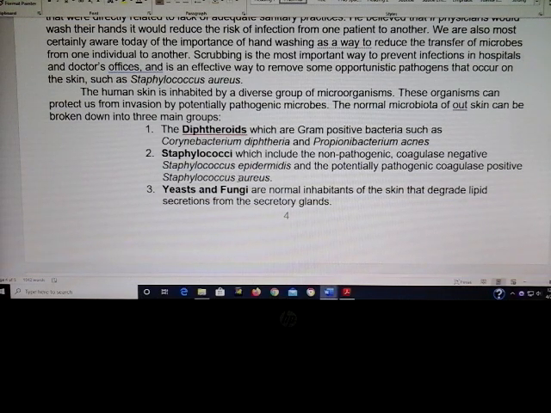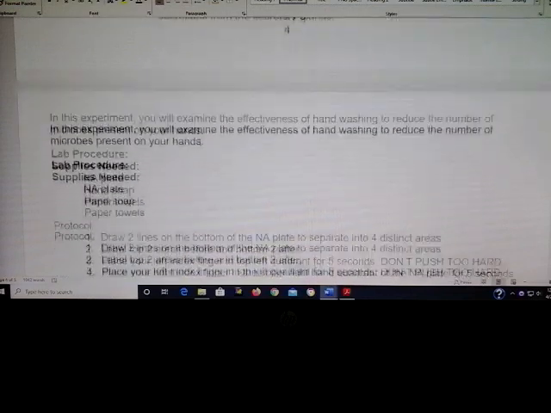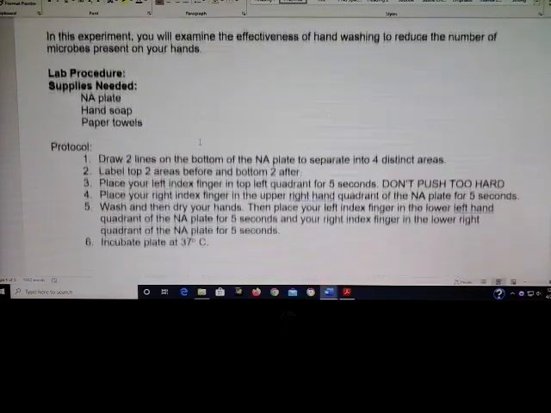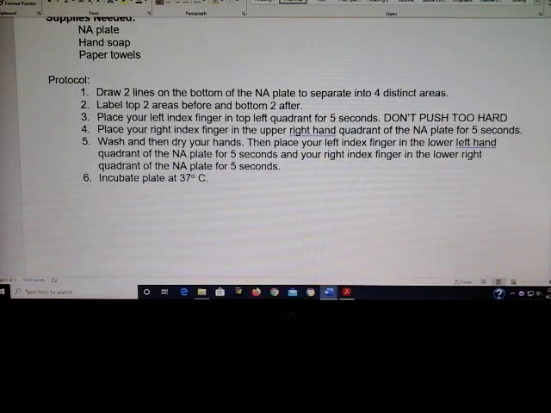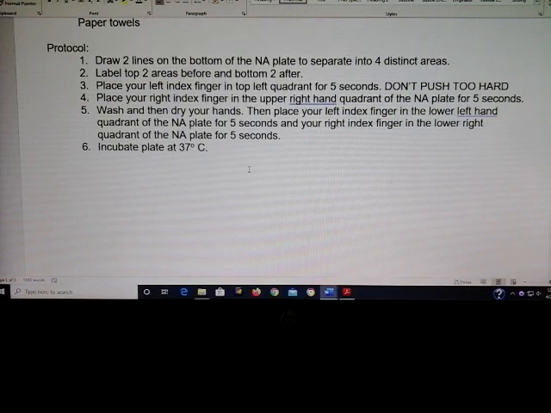So even if you do a hand washing experiment properly, and please watch the video that I uploaded for you on how to do that, you still might find these normal microbiota because those are things that should be there all the time. Since we're not doing it in the lab, you don't have to worry about this protocol, but this is normally what we would do in a face-to-face lab right here.